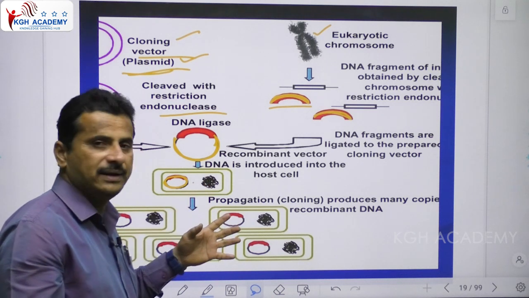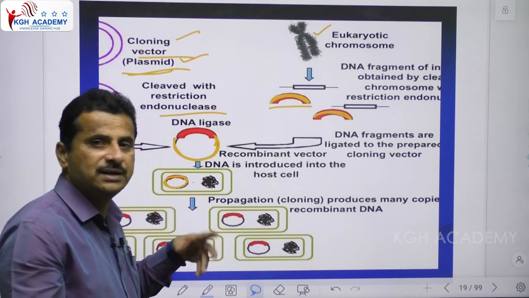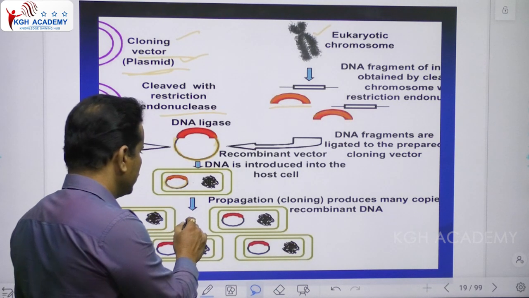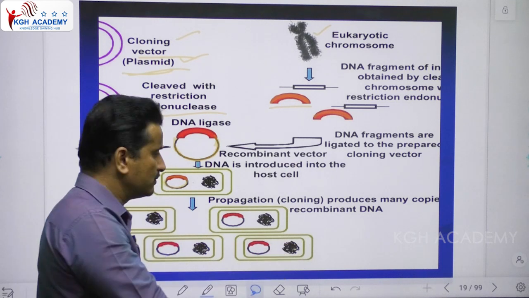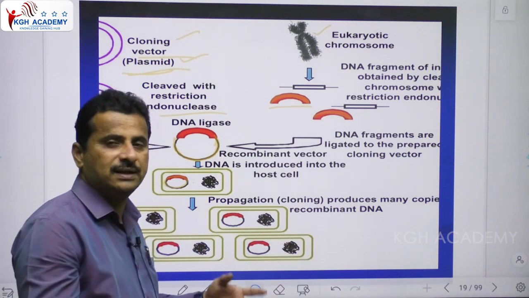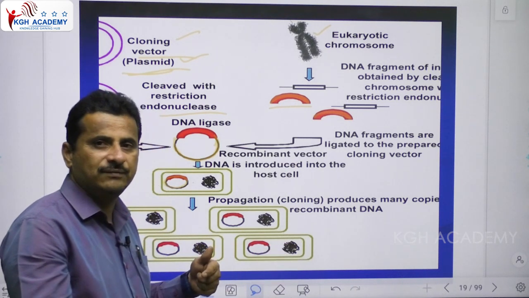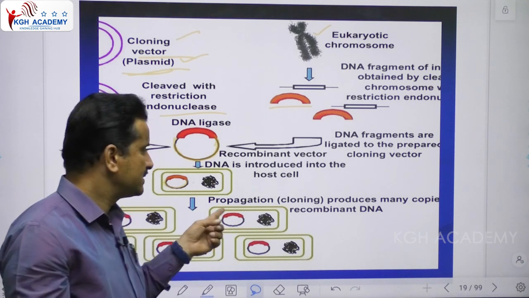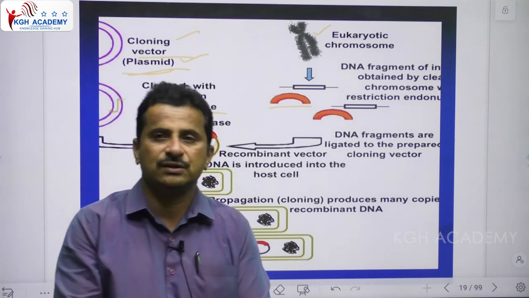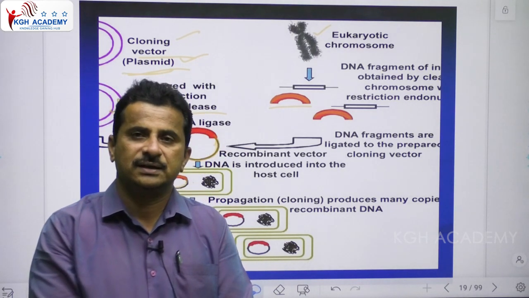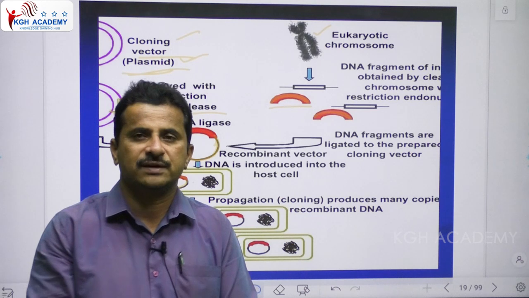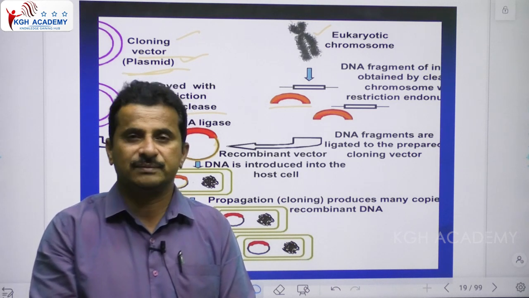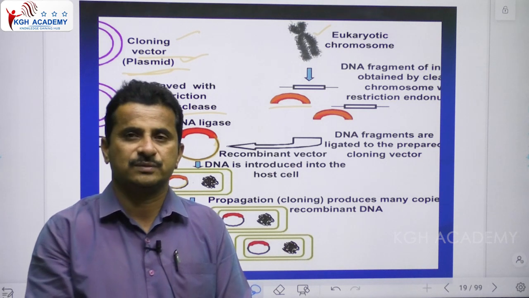When the host multiplies, automatically our gene of interest multiplies. See here, 1 bacteria, 2, 4, 8, 16, like this. When bacteria multiply, automatically our gene of interest multiplies. So like this, with the help of gene cloning, we can create hundreds, thousands of gene copies very easily. So this is the vector-host method.